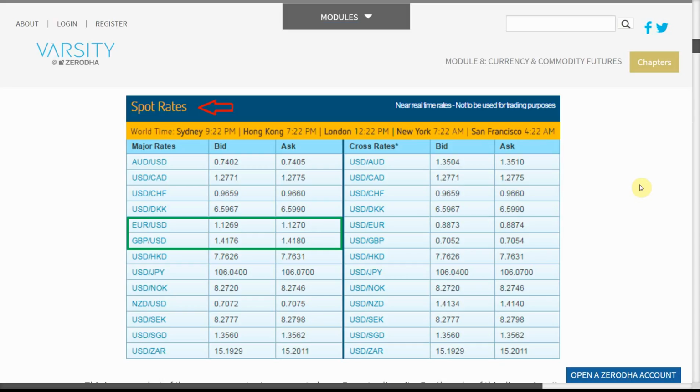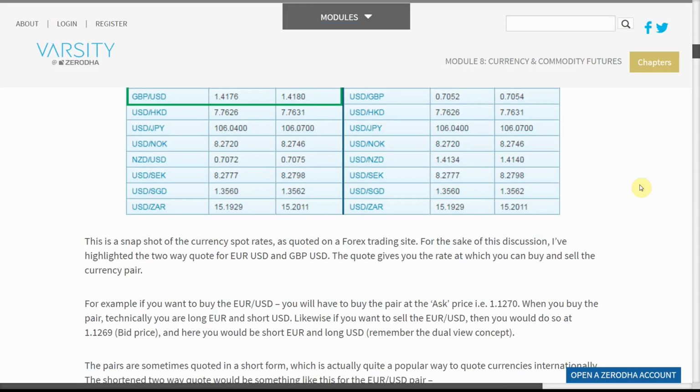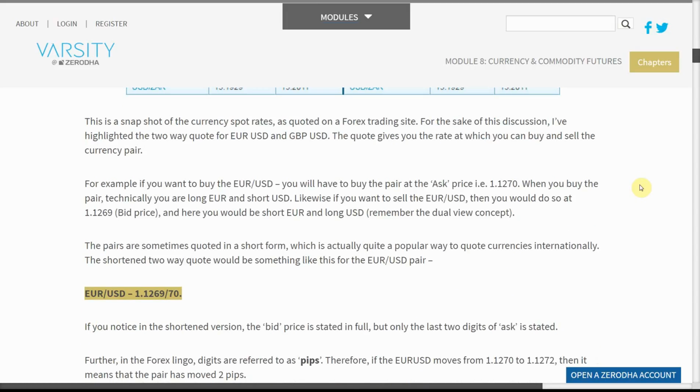1.1270. When you buy the pair, technically you are long INR and short USD. Likewise, if you want to sell the INR/USD, then you would do so at the 1.1269 bid price. And here you would be short INR and long USD. Remember the dual view concept.